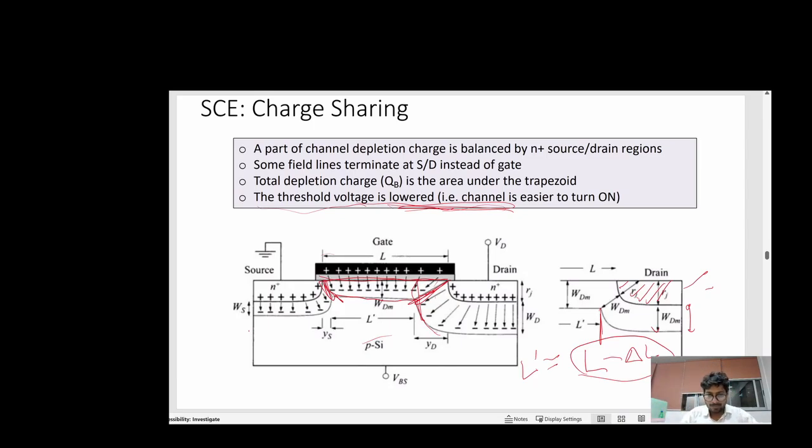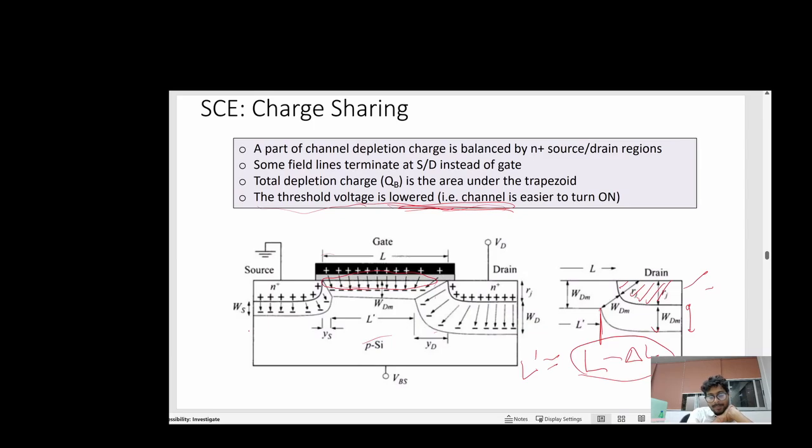Due to the potential difference between source, gate, and drain, this straight line will go to some downward line. This straight line is when we do not apply any bias, and above the WDM line a trapezium is formed in the channel.